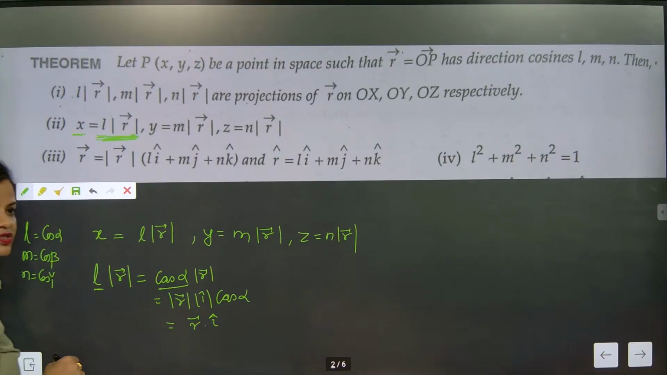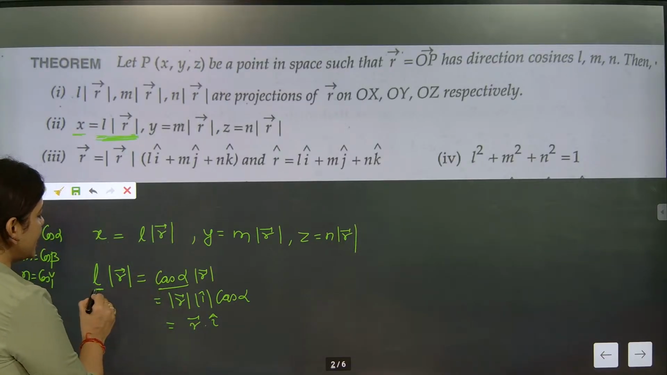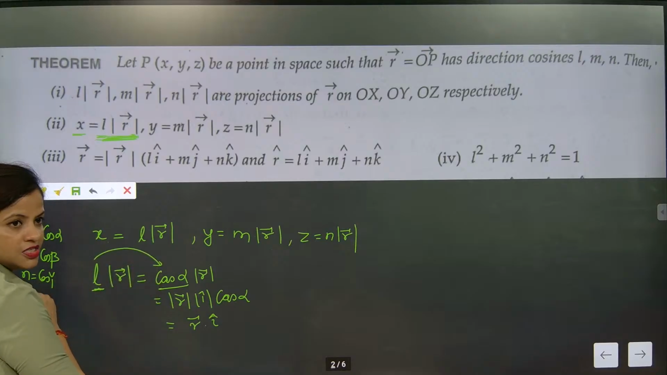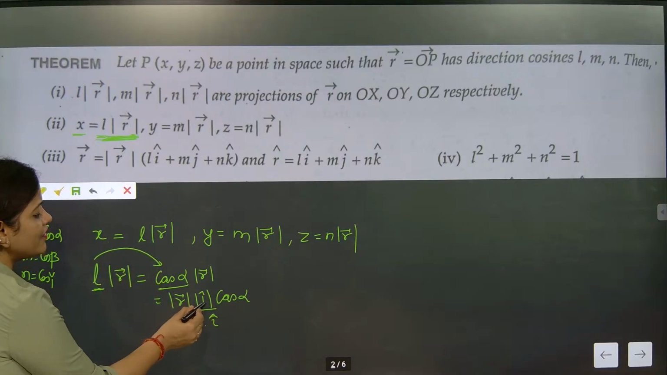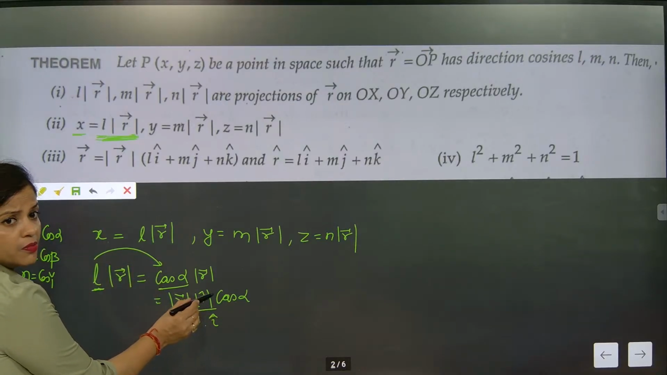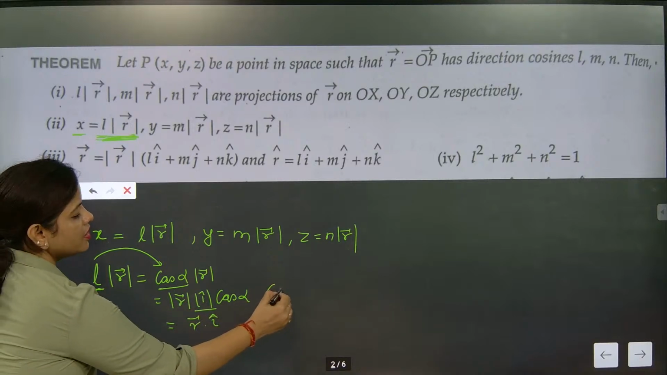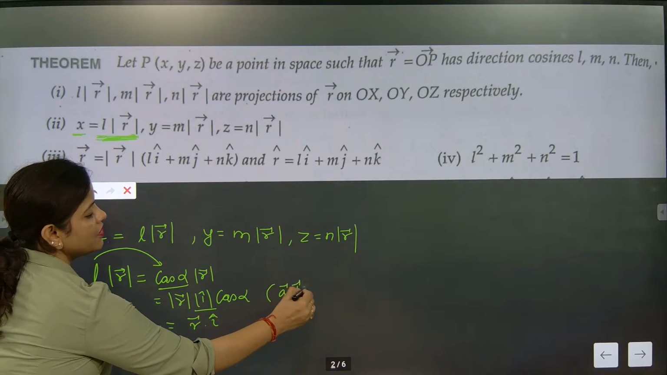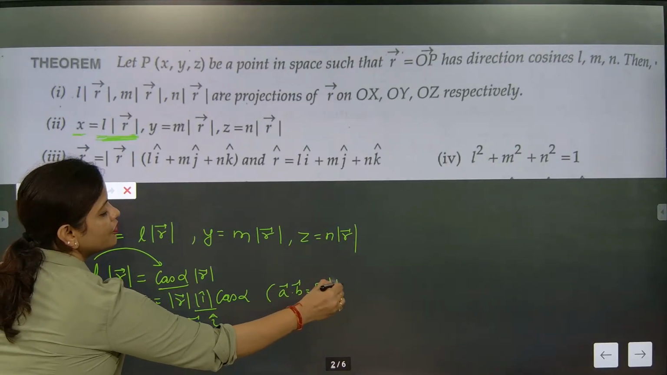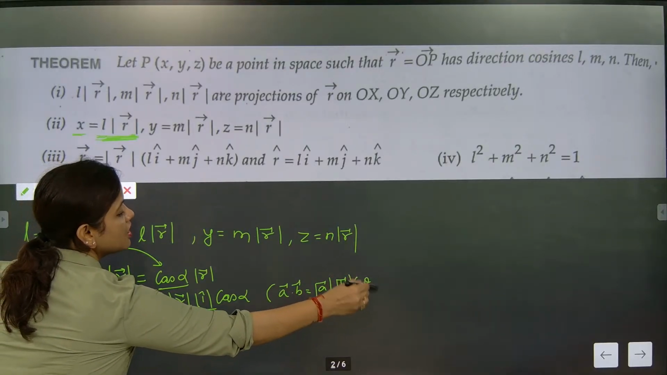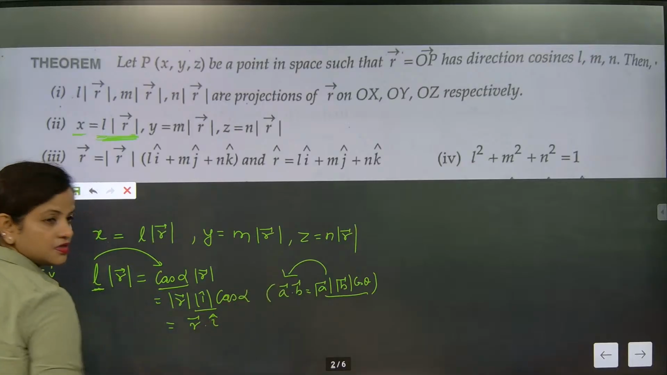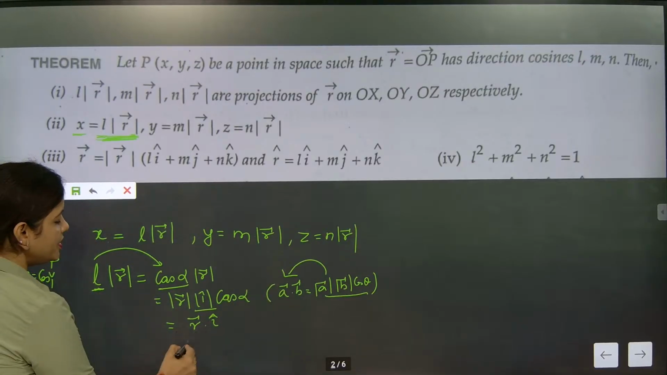Understood? Praveen, understood here? So beta, once you are writing L, instead of L what you wrote? Cos alpha. And this i unit vector, why I wrote? Because it is along which axis? X axis. Now, if you write A vector dot B vector is equal to magnitude of A vector, magnitude of B vector cos theta, so I went reverse.